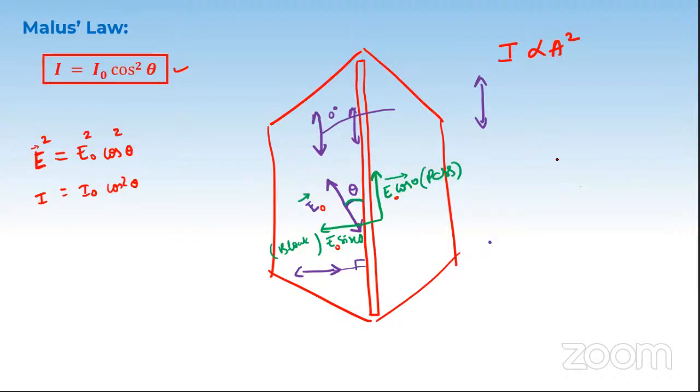What's going to happen is very simple. Only the component which is parallel to the polarizing axis will pass through this. The other component, which is perpendicular to the polarizing axis, will be blocked. And when you square this, you'll get the intensity.